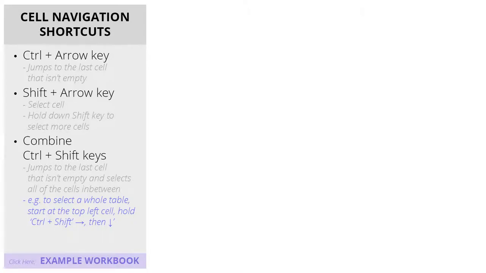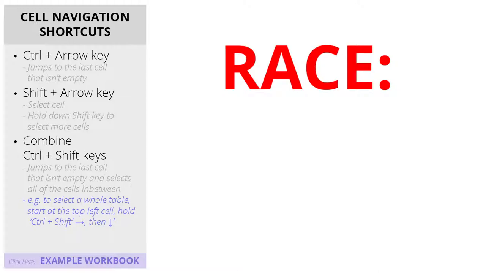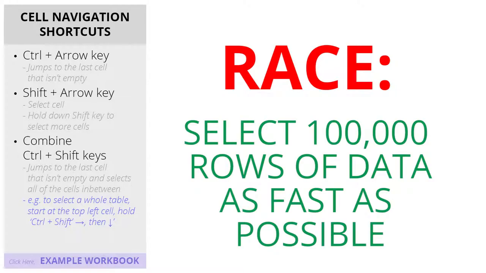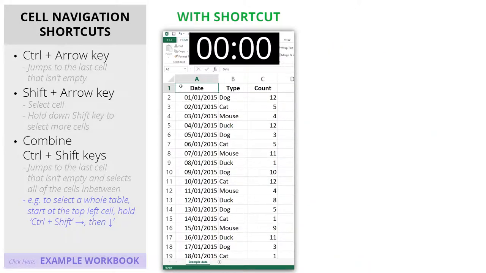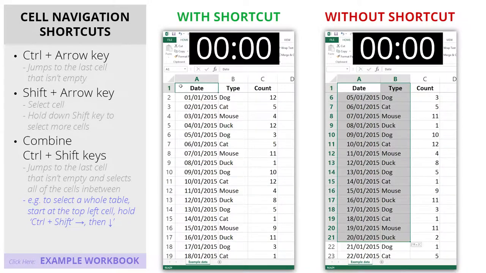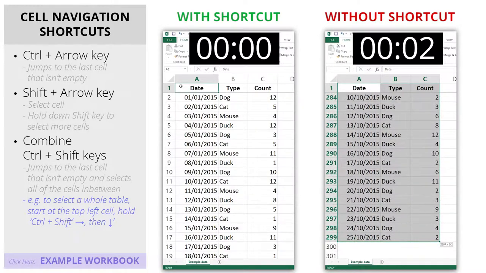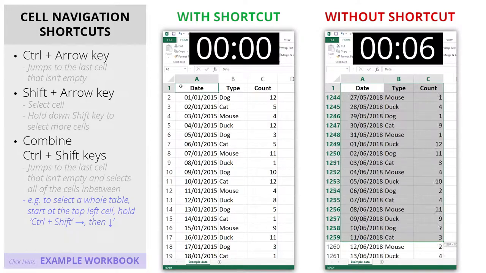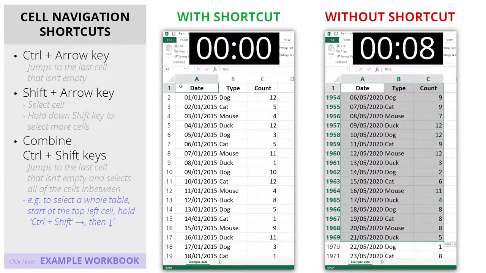The best way to demonstrate this is with a race. The goal is to select all 100,000 rows of data as quickly as possible. One with a shortcut, one without the shortcut. We'll give the one without a shortcut a bit of a head start. So all we can do without any shortcuts is to manually just select the cells and drag. And drag and drag and drag and drag and drag.